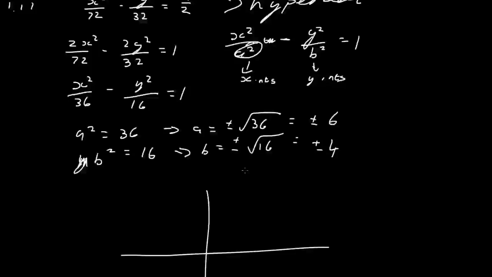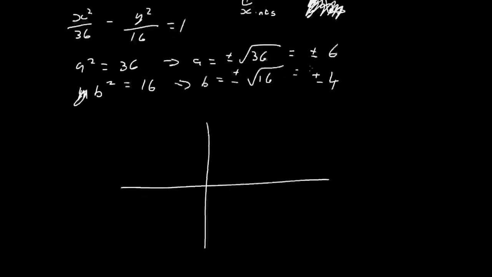Yes, here we go. This is your non-rectangular hyperbola. So I lied, this is not your y-intercepts for the non-rectangular hyperbola. You just get your x-intercepts. So we know that our x-intercepts are at plus minus 6. So that is here.